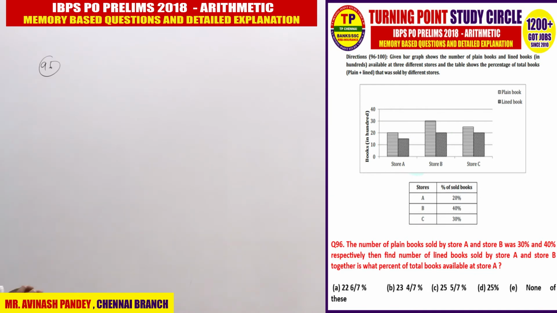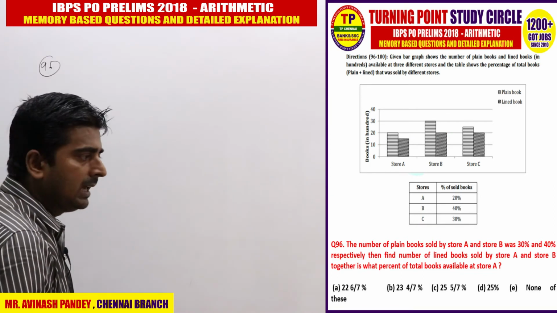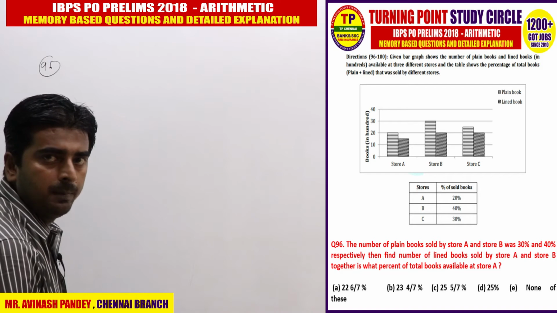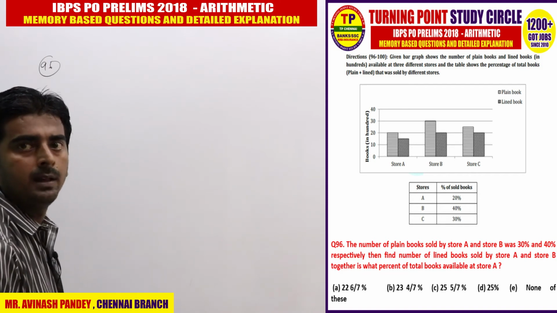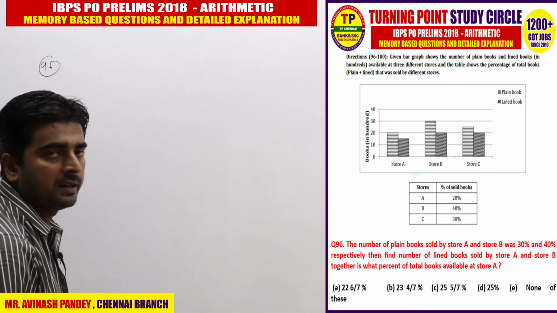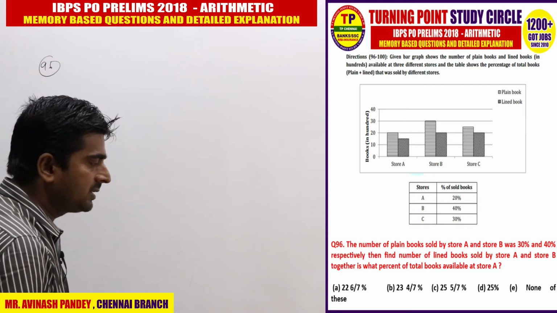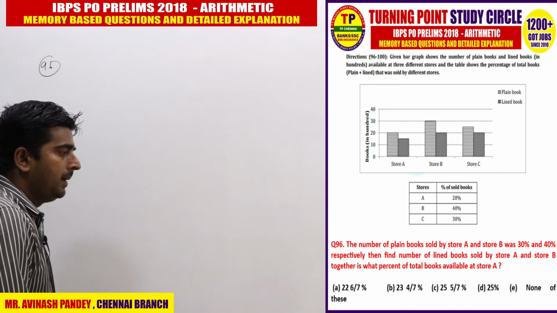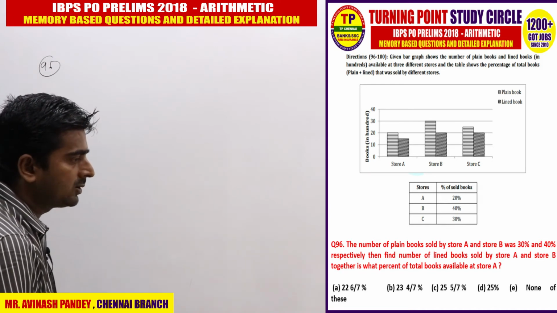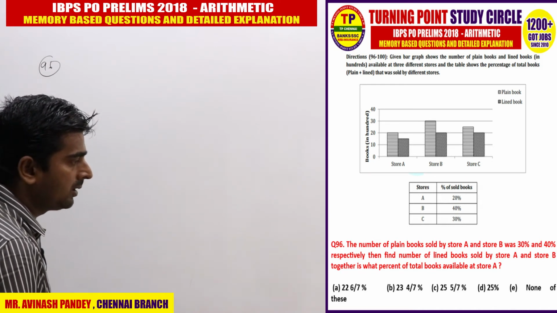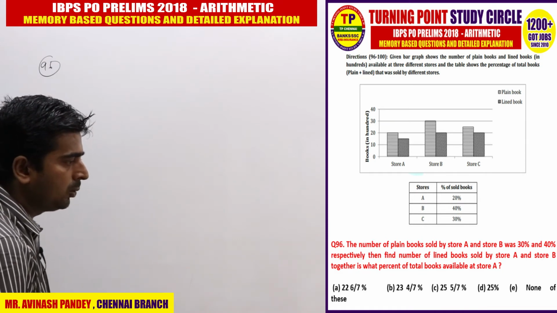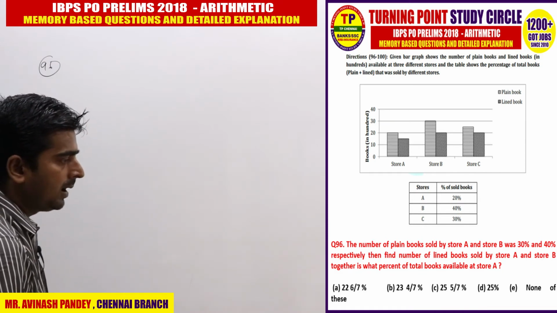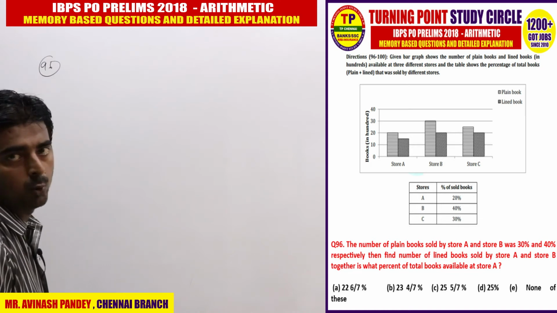Now we will see one set of DI. In this DI, 3 stores are there, A, B and C. In these stores you have some plain books and some line books, and they have given you the percentage of sold books. The first question: the number of plain books sold by store A and store B was 30% and 40% respectively. Then find the number of line books sold by store A and store B together, what percent is it of total books available at store A?